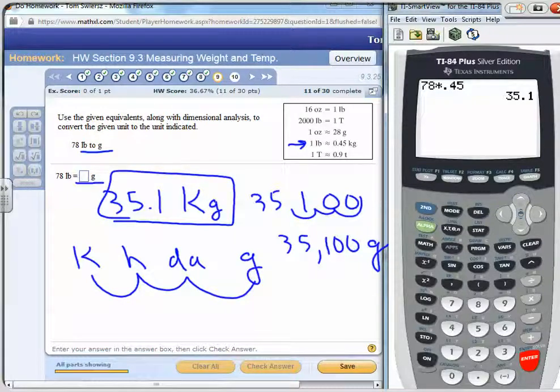So again, we converted from pounds to kilograms using dimensional analysis, and then we got 35.1 kilograms, and then we just did our metric to metric, moved the decimal 3 places to the right to go from kilograms to grams, and that gave us the answer, 35,100 grams.